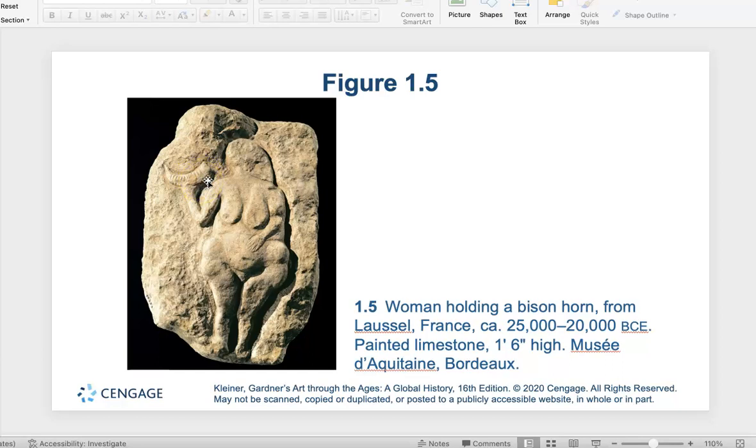Is this another fertility figure? Is this an aspirational figure? Is this something that has to do with luxury, abundance, wealth, or whatever religious or social values were around at the time? Is that embodied or represented by this figure, the woman holding a bison horn? And is the bison horn itself a representation of wealth, abundance, luxury, what have you? So many things to consider.